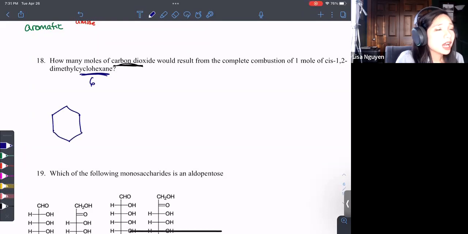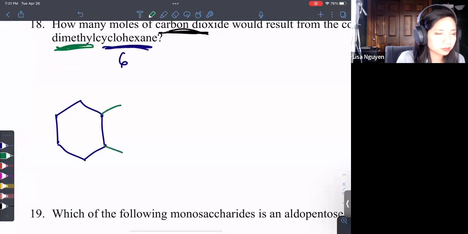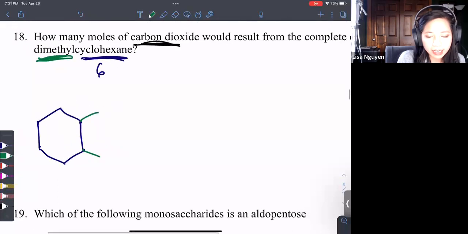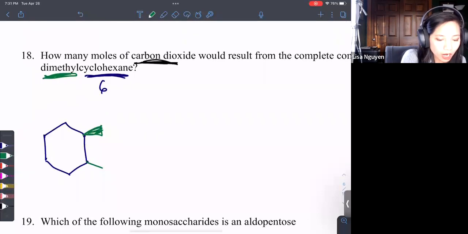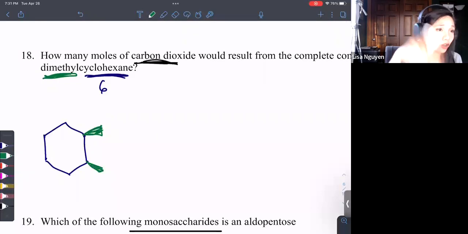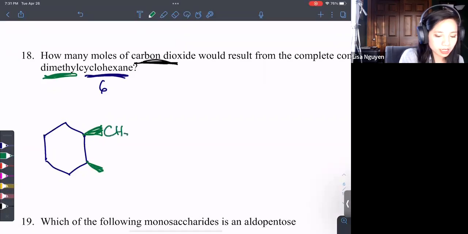Right? And now I need to name the substituents. So it's dimethyl, and I say that it's on carbons 1 and 2. So I'll just put them here, dimethyl. And I say that they are cis. So to make them cis, I'll just make them both go up. But we talked about this before. We can also make them both go down. And we would have dimethyl. So this is CH3, right? Like that. All right, and there's your molecule.